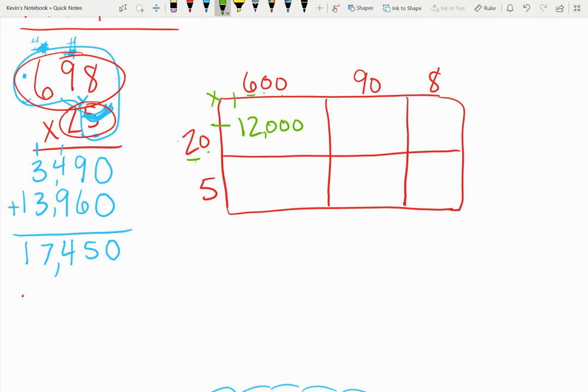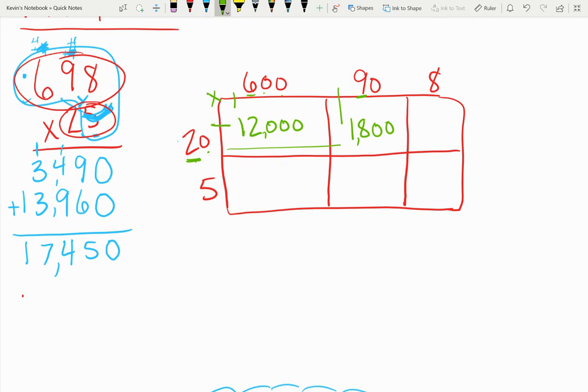And then I'm going to go to my second expanded form. I have 20 over here times 90. Again, your basic fact in 20 and 90 is 2 and 9. So 2 times 9 is 18. Add your 2 zeros. So your second partial product is 1,800.